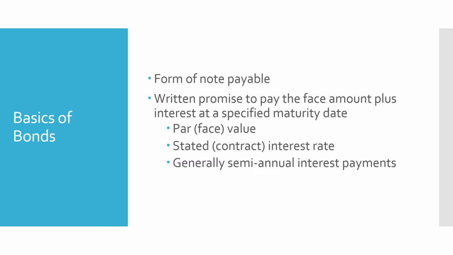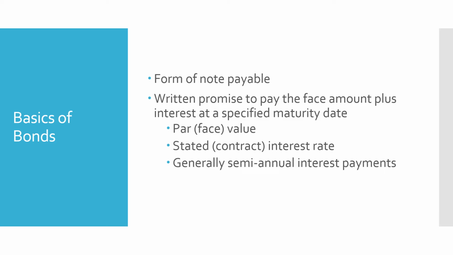A bond is a form of a note payable. So we've talked about note payable before, where a company goes and borrows a lump sum from the bank, they pay interest, and then they pay the loan back. A bond is similar, except that instead of borrowing a lump sum from one lender, bonds are issued to many different investors. But it is a written promise to pay the face amount plus interest at a specified maturity date, like a note payable. Some important terminology here: the par, principal, or face value is the amount that's being borrowed.